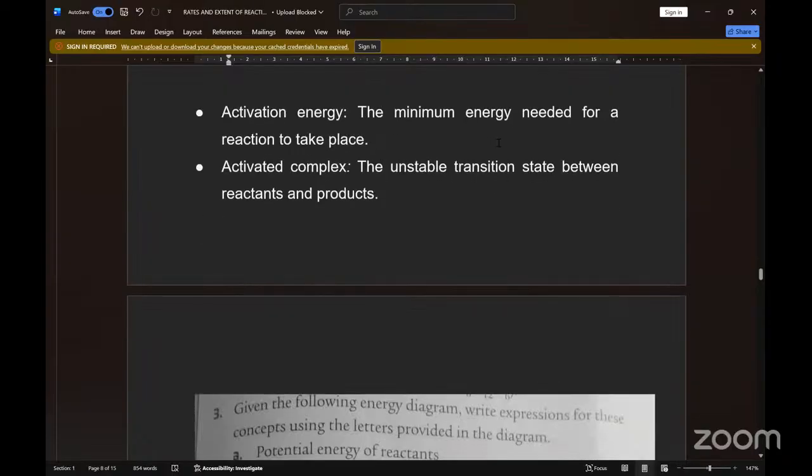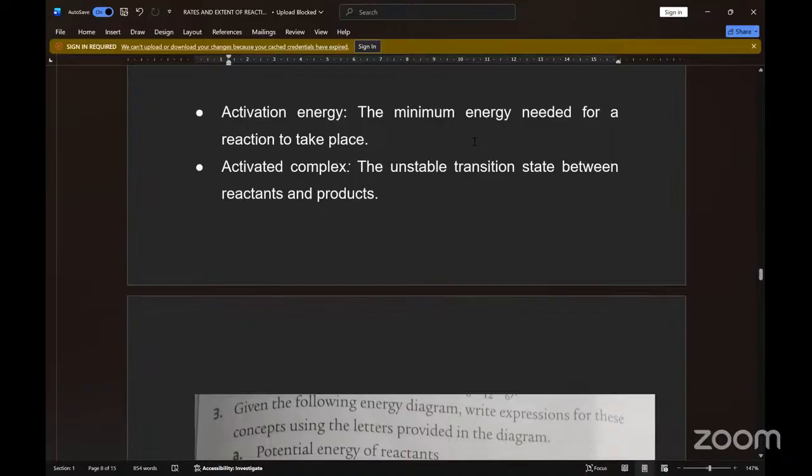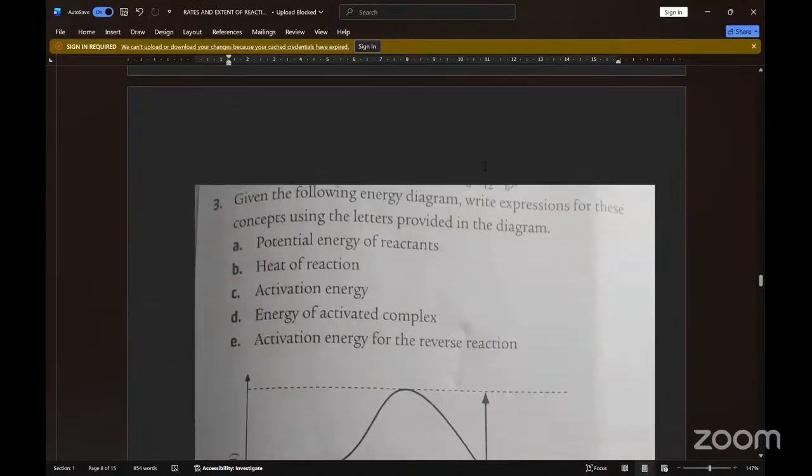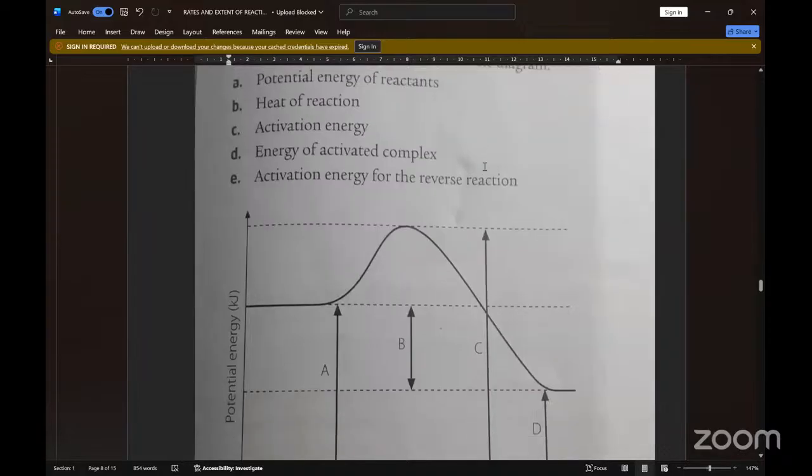So I want you to look at this diagram very well, and we'll try and answer a few questions. This one, I've already explained it. Said activation energy is the minimum energy needed for a reaction to take place. An activated complex is an unstable transition state between reactants and products. If you don't want the word unstable, you can use intermediate. It's also fine. Okay. So we are going to try our hands on a few questions just to see whether we understand what is going on.